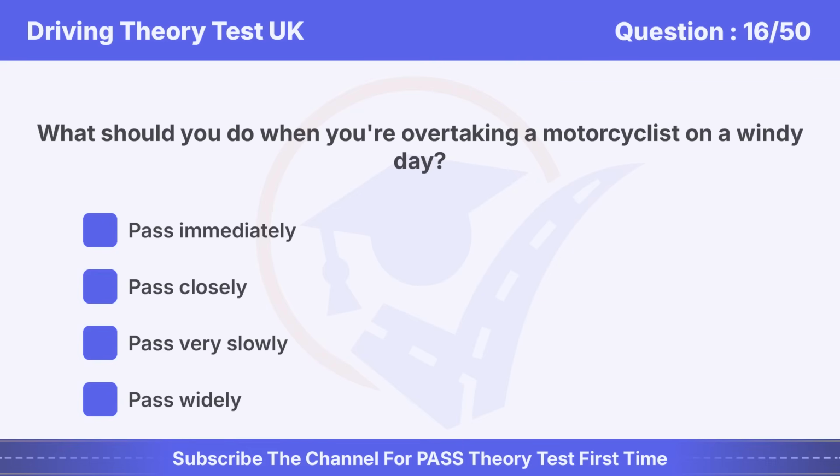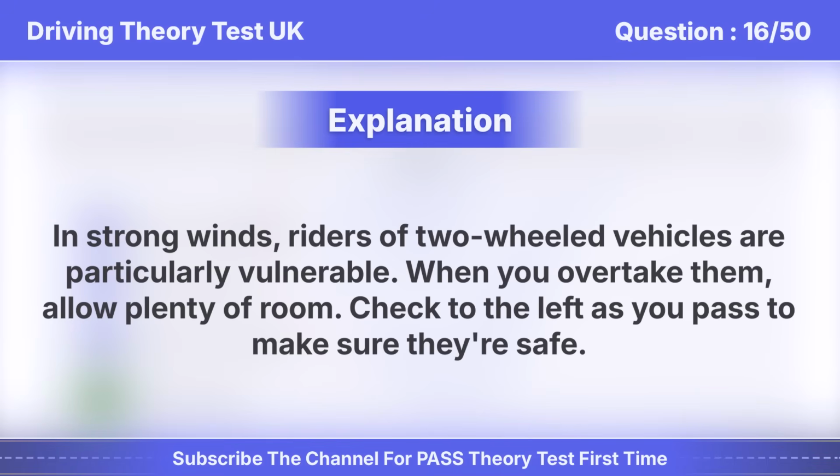Question 16. What should you do when you're overtaking a motorcyclist on a windy day? Answer is D. Pass widely. In strong winds, riders of two-wheeled vehicles are particularly vulnerable. When you overtake them, allow plenty of room. Check to the left as you pass to make sure they're safe.